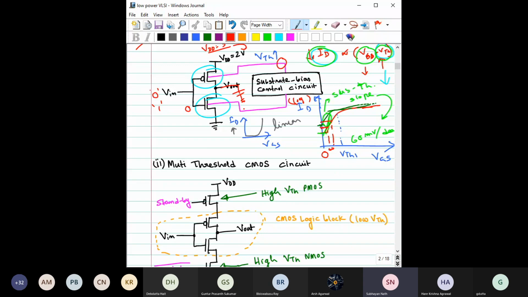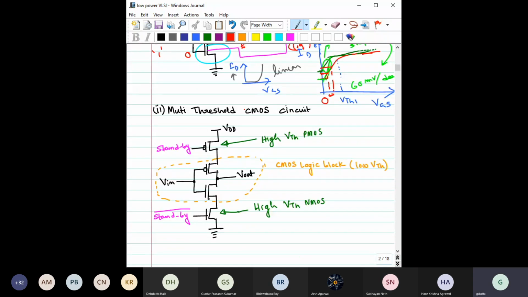Right. So what about the next case? The next case that we have studied is the multi-threshold voltage CMOS. Here, instead of changing the threshold voltage dynamically, we have fixed two transistors here and here whose threshold voltages are higher, and we have fixed transistors in between.